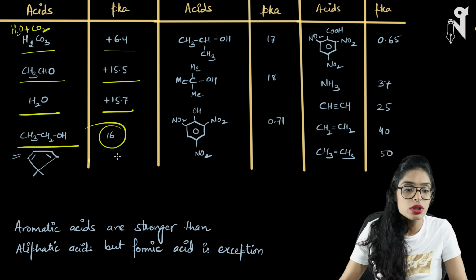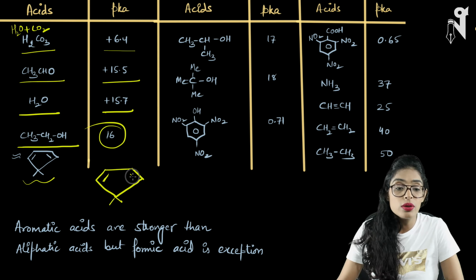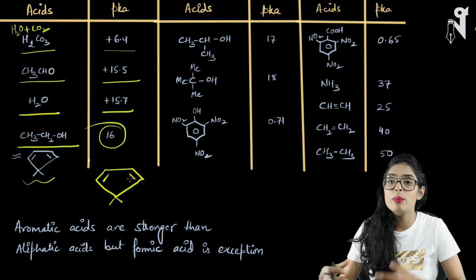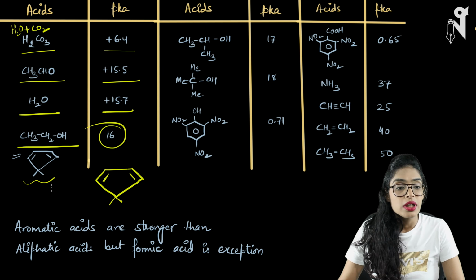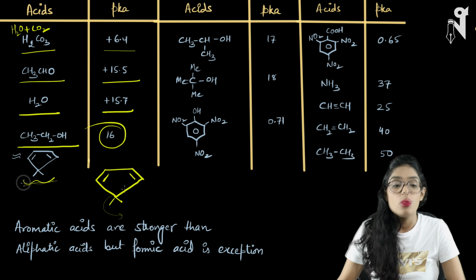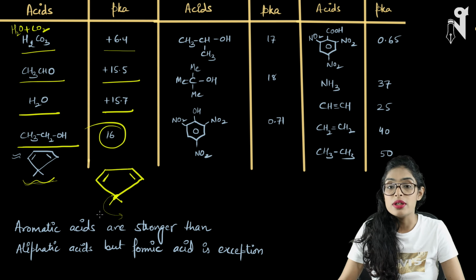And this is almost equivalent to this molecule. What is this molecule? This molecule is a dimethyl cyclopentadiene sort of structure, and it is very less acidic. Why is this very less acidic? Because it doesn't have hydrogen to lose from this point.